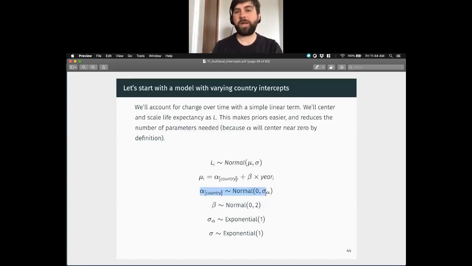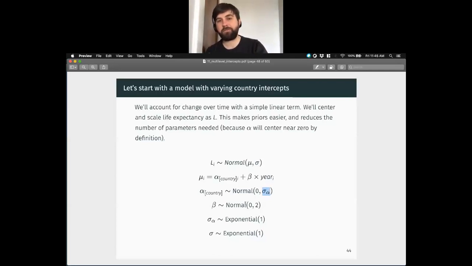So in this case, I'm only going to have one hyperparameter. I'm going to have sigma alpha, right? So I have sigma for the full data. We can think of that as the difference across all units of life expectancy, net of the difference across countries. So this sigma, in effect, becomes the within country difference in life expectancy, where sigma alpha becomes the between country difference in life expectancy, because those intercepts are going to account for the average difference across countries after we've accounted for this linear increase in life expectancy across countries over time, right?